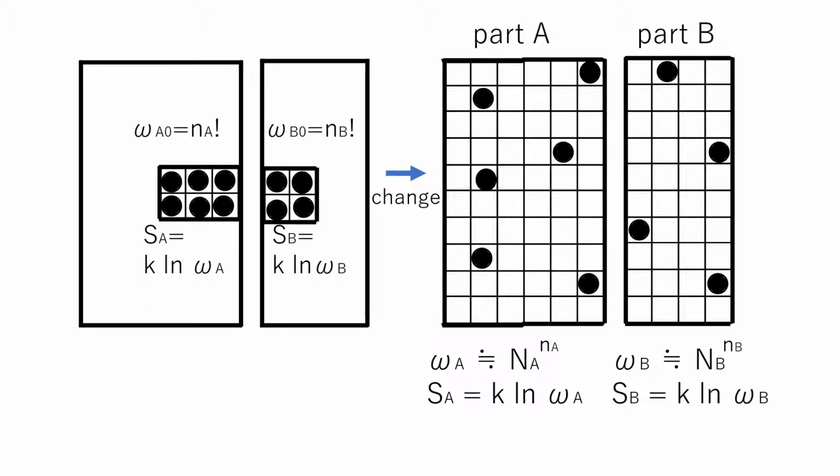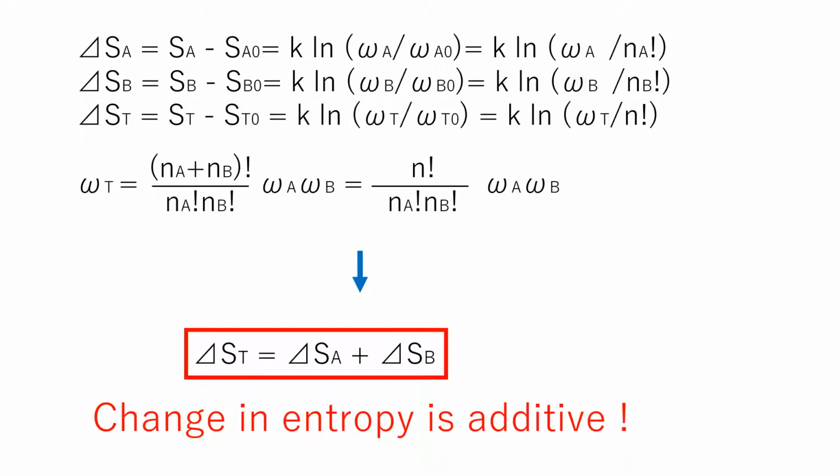How much does the entropy of part A and part B change? This is the changing entropy of part A. And this is the changing entropy of part B. And this is the changing entropy of the total. By using this relation, we can show that changing entropy is additive.